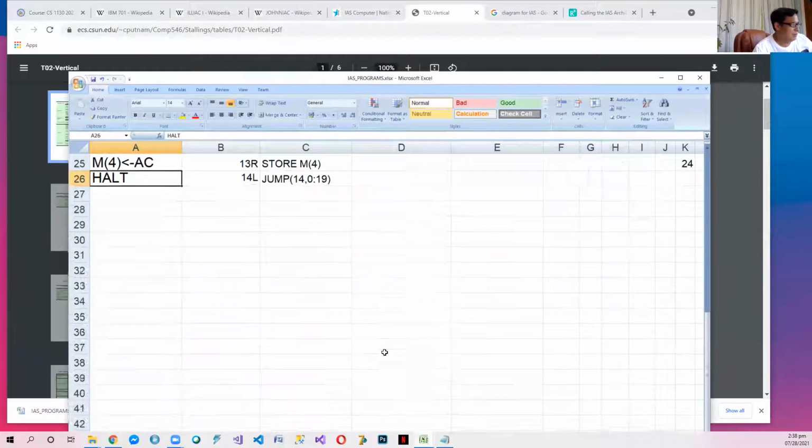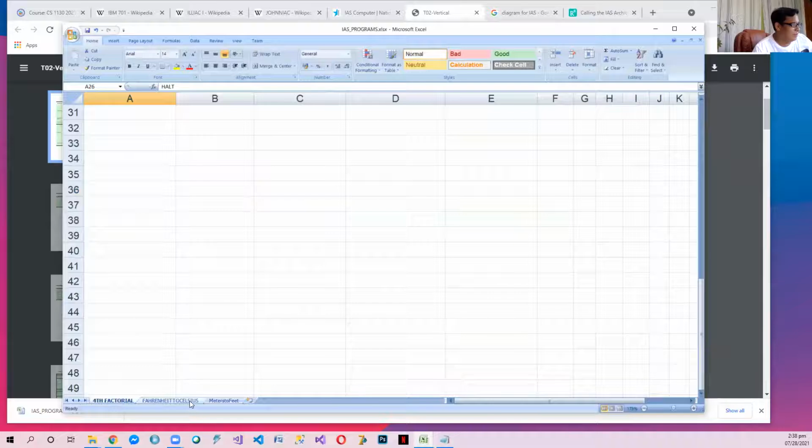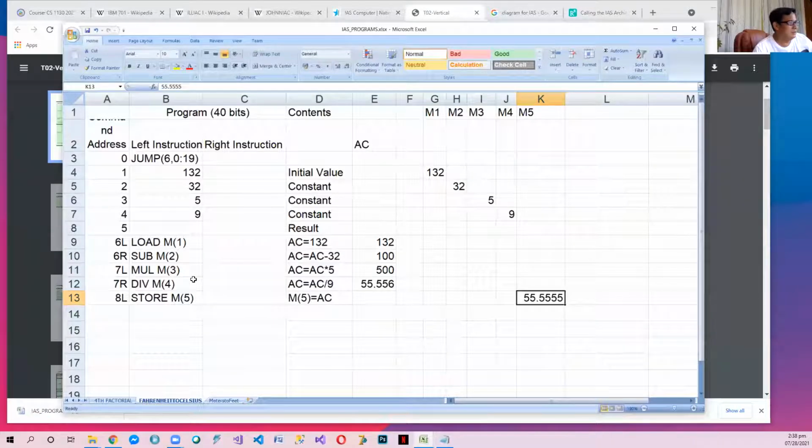So, the others like Fahrenheit to Celsius. This one. And this is meters to feet.